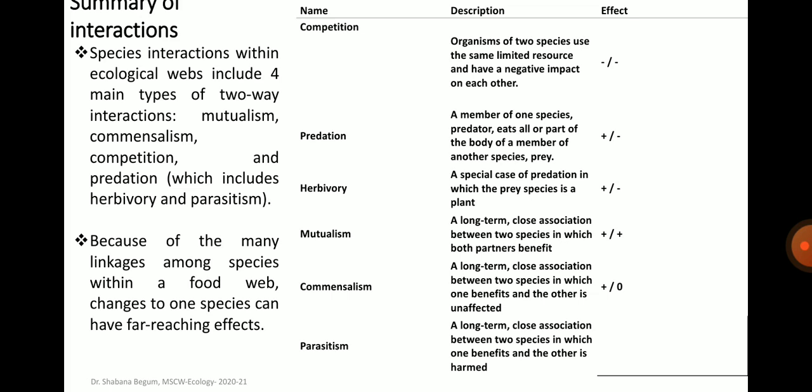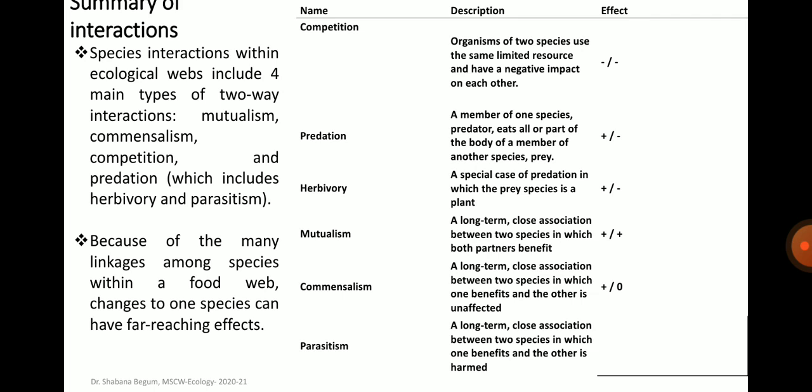So, that is negative effect. Next is predation. Here, a member of one species, the predator, eats all or part of the body of a member of another species, that is the prey. And the effect is called plus minus, that is beneficial to one partner and harmful to the other partner. Herbivory is a special case of predation in which the prey species is a plant. This is also a plus minus interaction where one species is benefited, the other one is harmed.